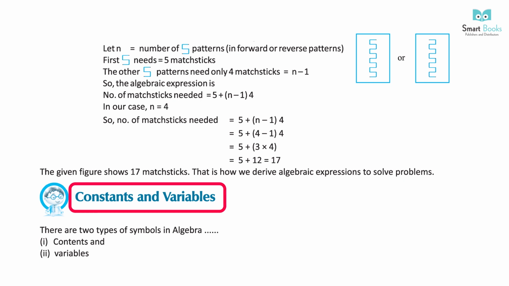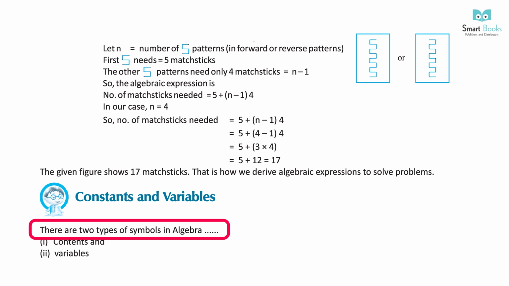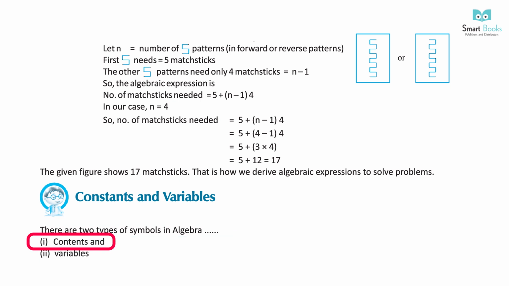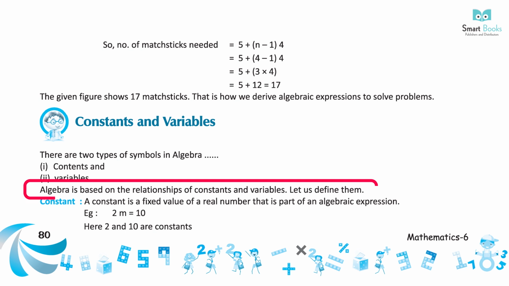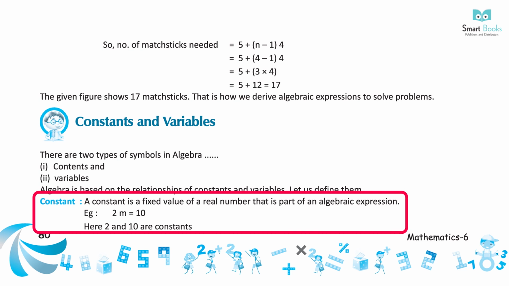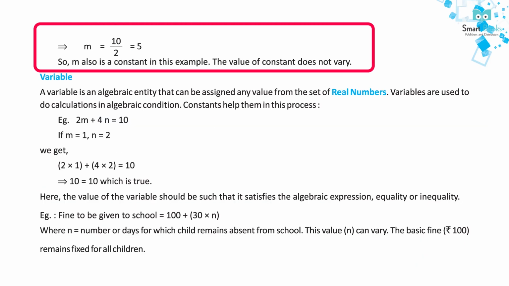Constants and variables. There are 2 types of symbols in algebra: one, constants, and second, variables. Algebra is based on the relationship of constants and variables. Let us define them. Constant: a constant is a fixed value of a real number that is part of an algebraic expression. Example, 2m equals 10. Here 2 and 10 are constants. m equals 10 upon 2 equals 5. So, m also is a constant in this example. The value of a constant does not vary.